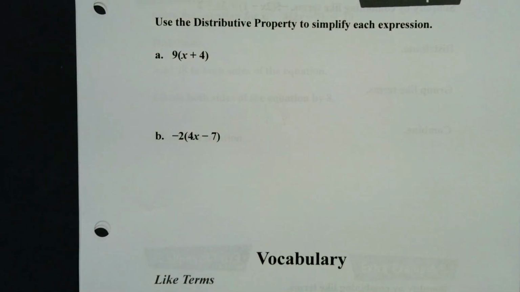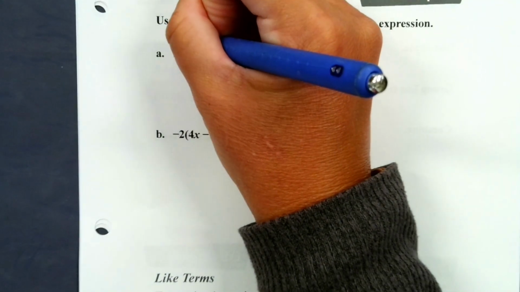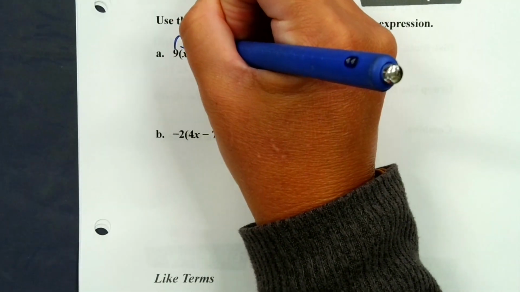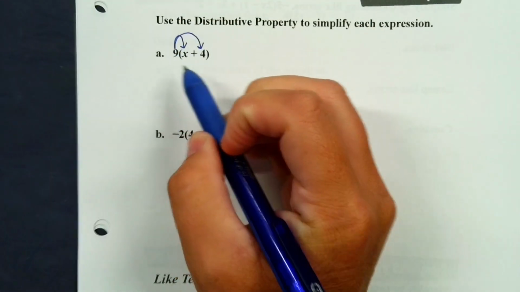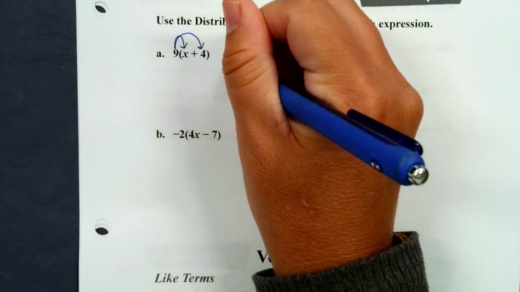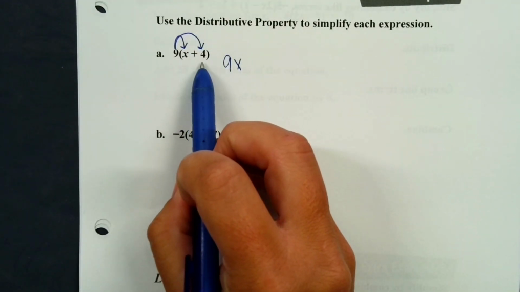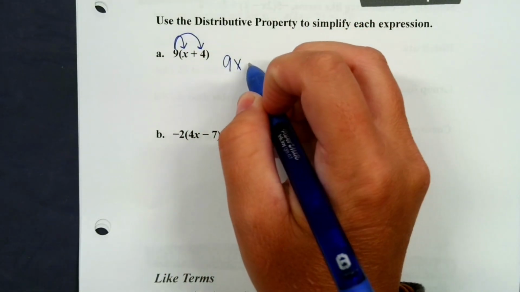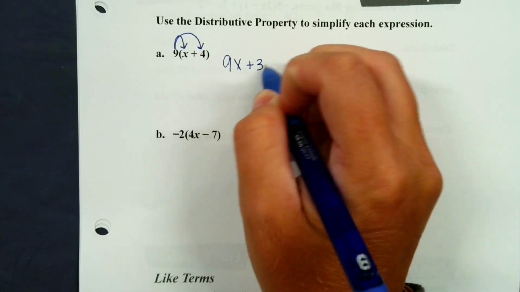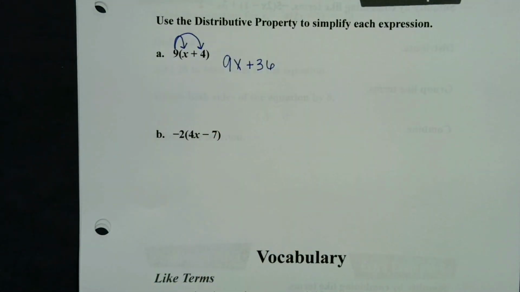Okay. Here we go. I said I draw my arrows to help. So we have 9 times x. What's 9 times x? 9x. 9 times, is that a positive or negative 4? So 9 times positive 4 is positive 36. Times 9 times 4.